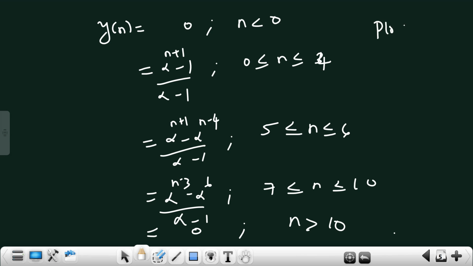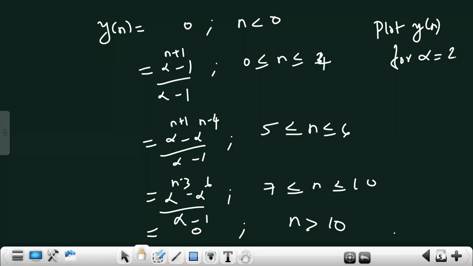Can you check the question and tell me? You need to plot y of n for? Sir, alpha equal to 2. Yeah, alpha is equal to 2. So kindly you substitute alpha is equal to 2 for these cases separately and tell me the answer. And you need to plot.